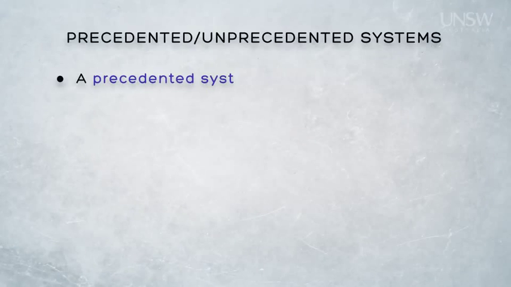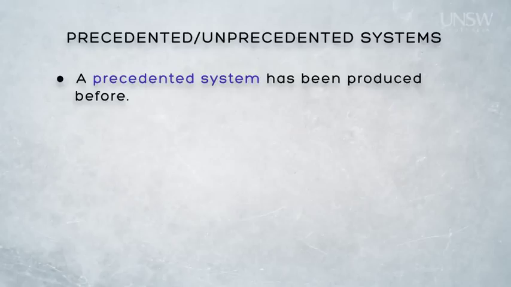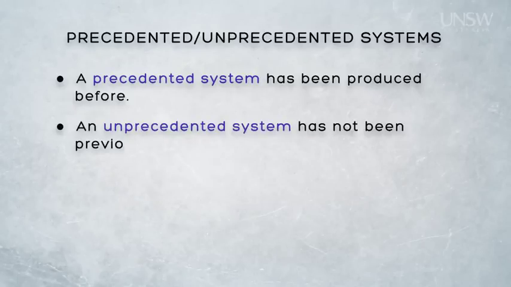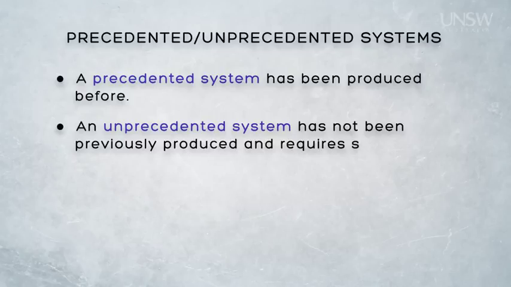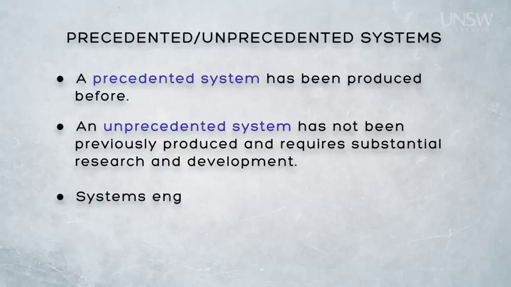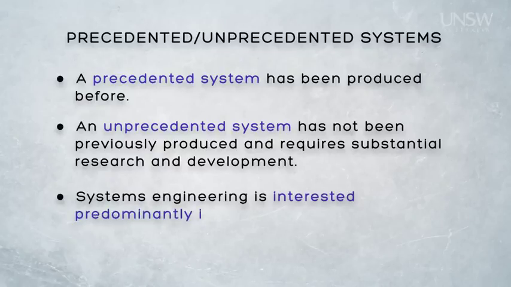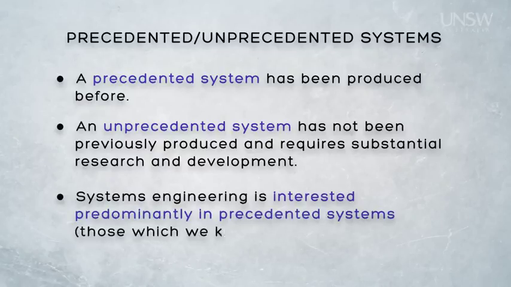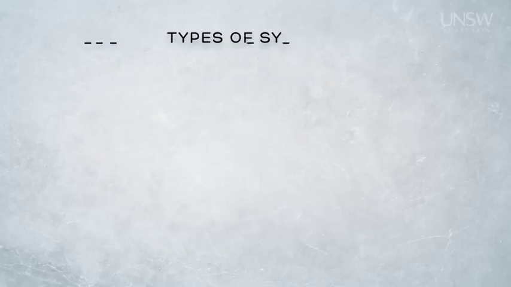In a precedented system, similar such systems, or at least the majority of system elements, have been produced before. An unprecedented system is one that's not been previously produced. Systems that comprise mostly unprecedented elements are the result of research and development. Here we're focusing on systems that comprise largely precedented elements, that is, those that we have engineered before, and therefore those to which system engineering is most appropriate.